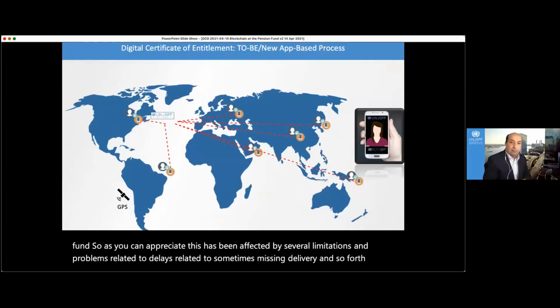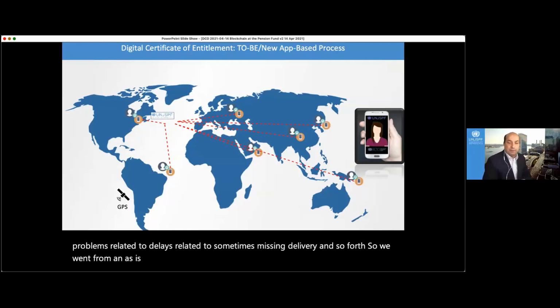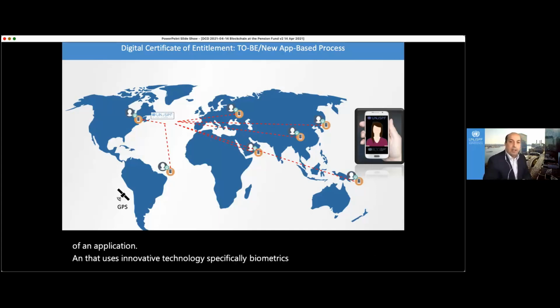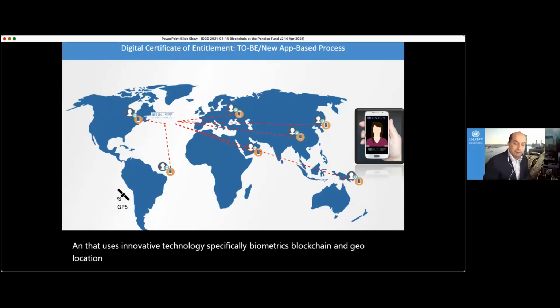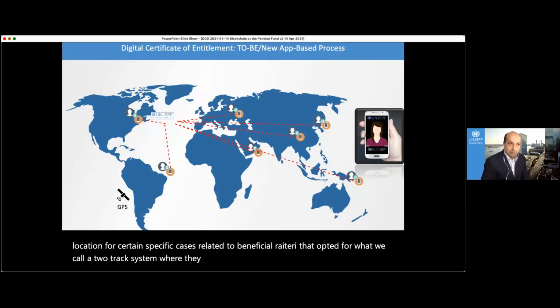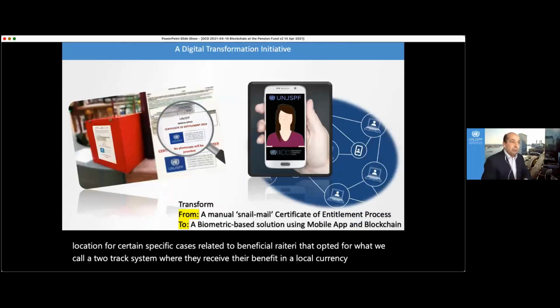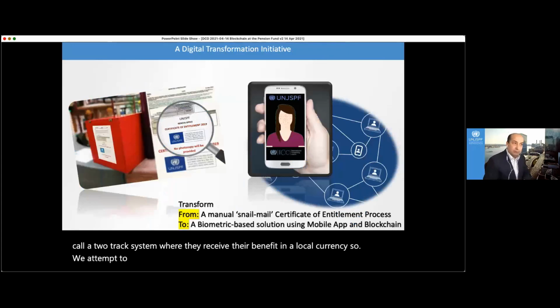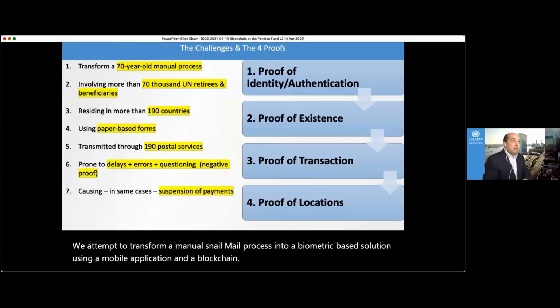So we went from an as-is of using mail services and paper-based forms to the development of an application that uses innovative technology, specifically biometrics, blockchain, and geolocation for certain specific cases related to beneficiary retirees that opted for what we call a two-track system, where they receive their benefit in a local currency. So we attempt to transform a manual snail mail process into a biometric-based solution using a mobile application and a blockchain. What are the challenges?